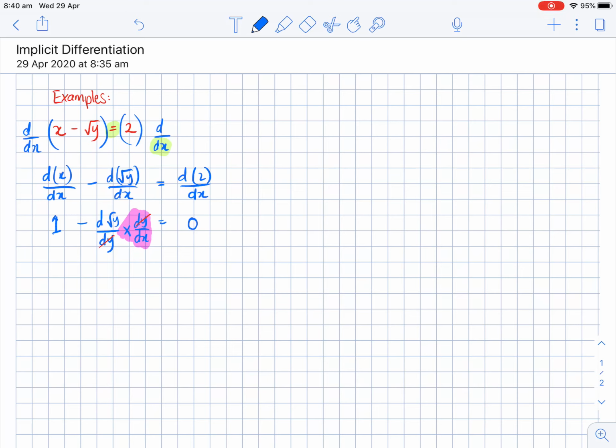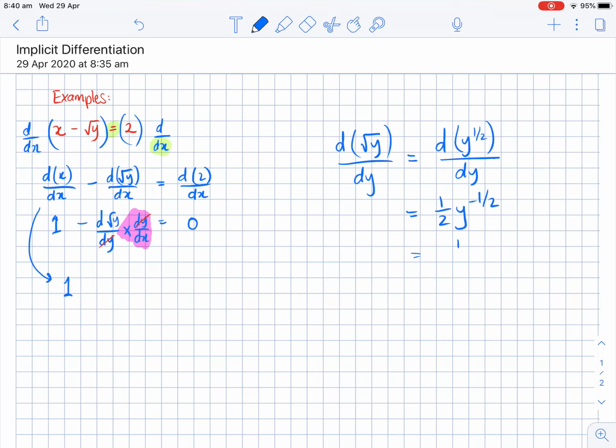Okay, so come back here. The first part, as I said, this differentiates to equal 1. The second part, I'm going to differentiate the square root of y. So I'm differentiating the square root of y with respect to y. And the easiest way to do that is to rewrite it as y to the power of a half. And when I differentiate that with respect to y, I get a half y to the power of minus a half, or 1 over 2 root y.